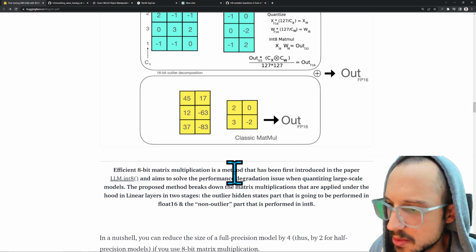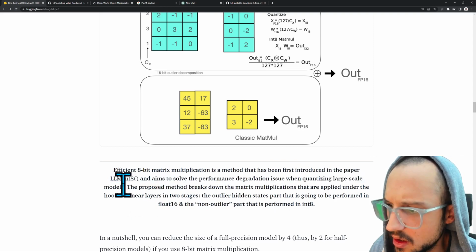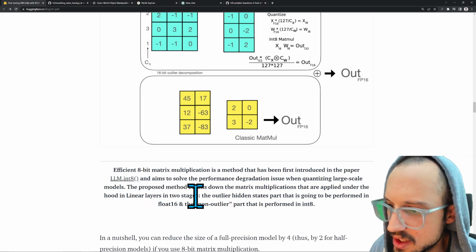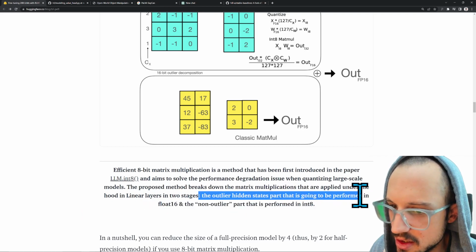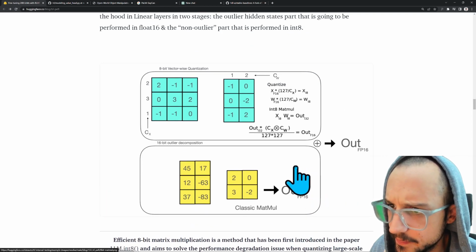Efficient 8-bit matrix multiplication is a method that has been first introduced in the paper and aims to solve the performance degradation when quantizing large-scale models. The proposed method breaks down the matrix multiplications that are applied under the hood in 2 stages: the outlier hidden states part that is going to be performed in float 16 and the non-outlier part that is performed in int8.